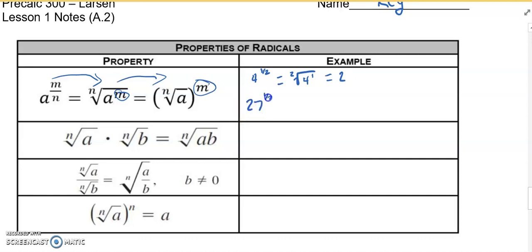27 to the 1/3 power, that's really the third root or the cube root of 27 to the first, or cube root of 27, which will give you 3.